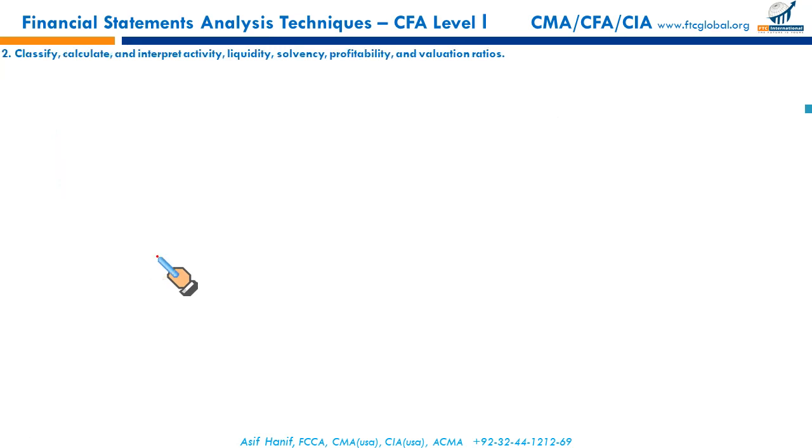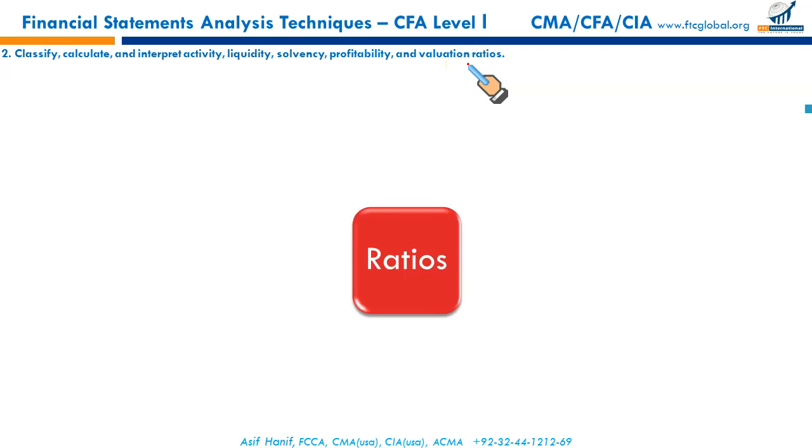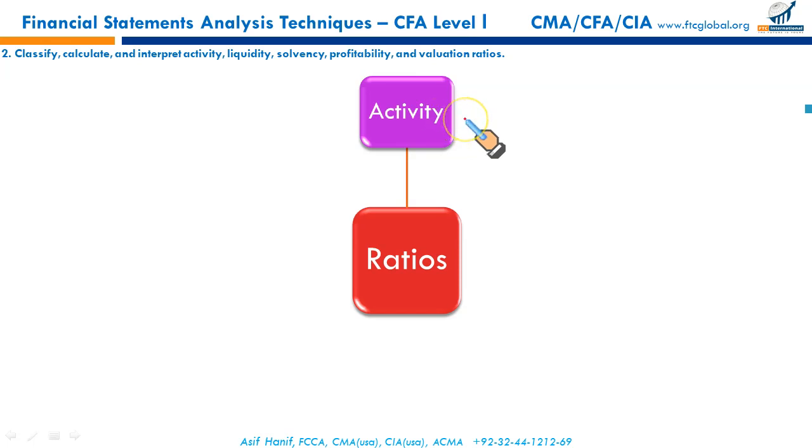Second, classify, calculate and interpret activity, liquidity, solvency, profitability and valuation ratios. There are five sets of ratios. The first one is activity ratios. This set of ratios tells us how the firm has used its different assets, fixed assets, total assets. So activity ratios measure how well a firm utilizes various assets. We'll discuss various formulas within activity ratios.